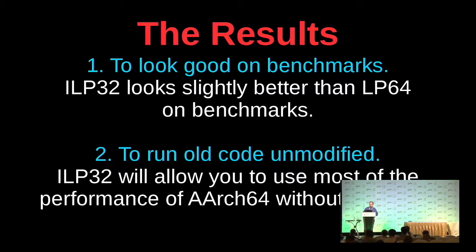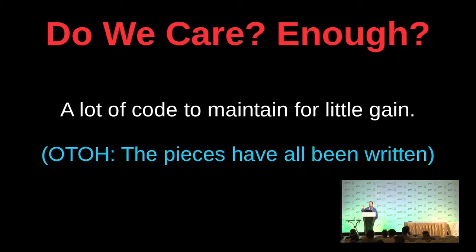In terms of running old code unmodified, it looks like ILP32 will allow you to use most of the performance of AArch64 without changes to your code. So that camp should be reasonably happy with the results that they can get from ILP32. But I think the more important question is this: do we care enough? ILP32 touches those 4 projects, right? It touches GCC, the kernel, binutils, and glibc. That's a lot of code to maintain across a bunch of projects.